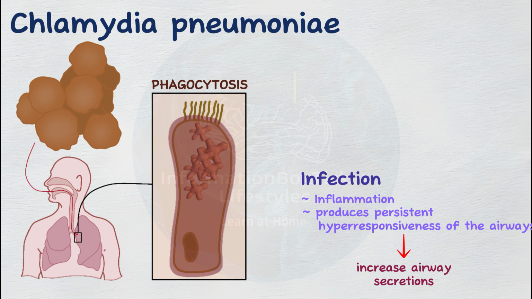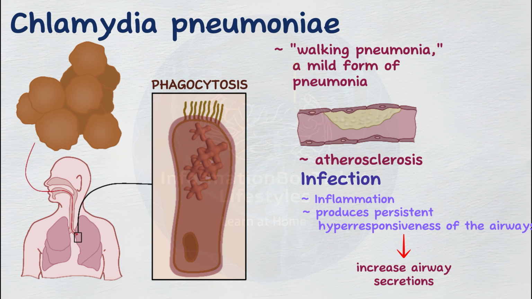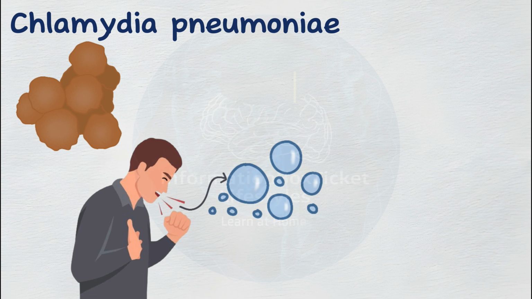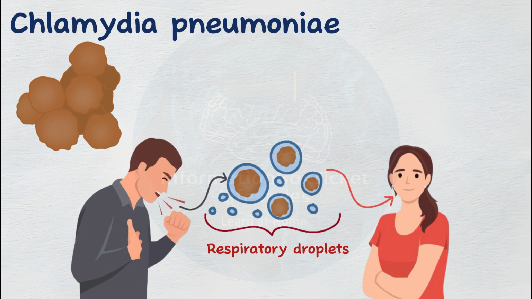Not only does Chlamydia pneumoniae enter the circulation and cause atherosclerosis, but it also commonly causes walking pneumonia, a mild form of pneumonia. Furthermore, when someone sneezes or coughs, respiratory droplets containing elementary bodies may be discharged into the environment. Another individual contracts Chlamydia pneumoniae if they inhale these droplets.